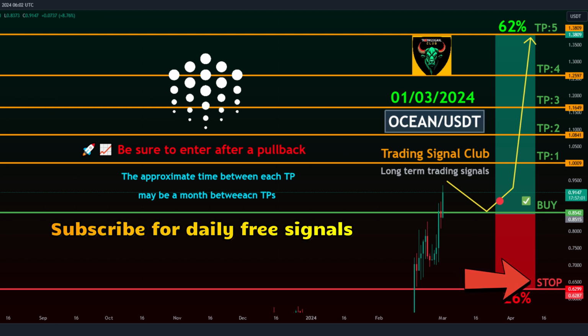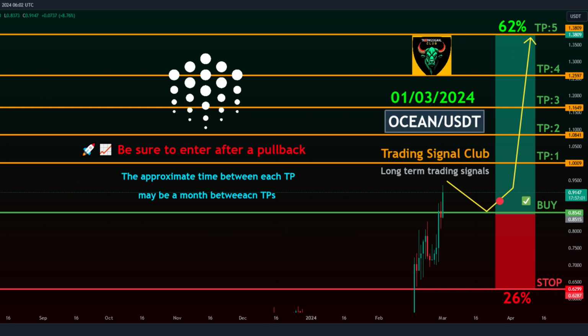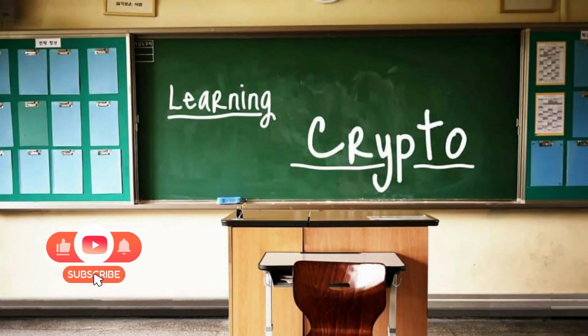Remember to move your stop loss to your entry or previous take profit after reaching any profit target. This helps protect your profits and limit losses if the market turns against you. Risk management. We recommend allocating 2 to 3% of your investment for spot trading to maximize participation while effectively managing risks.